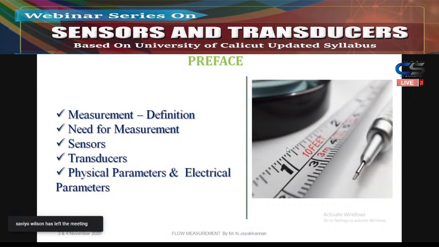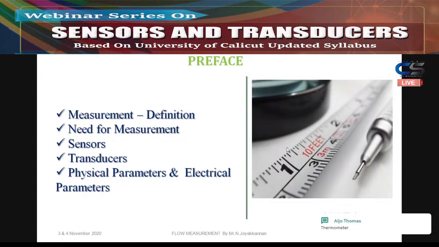You can switch on your mic and you can answer it. No issues. Can anyone say some examples of sensors which we are using in real time nowadays? Many sensors we are using. In day-to-day life, we are crossing so many sensors.